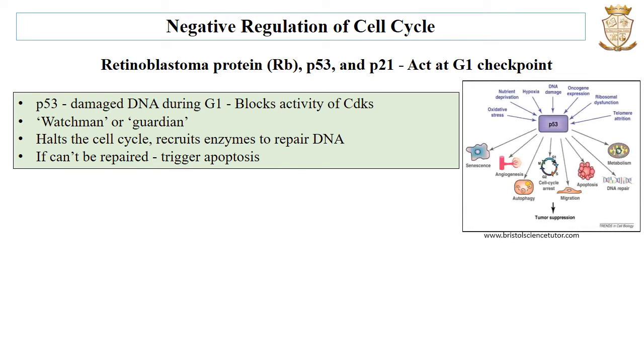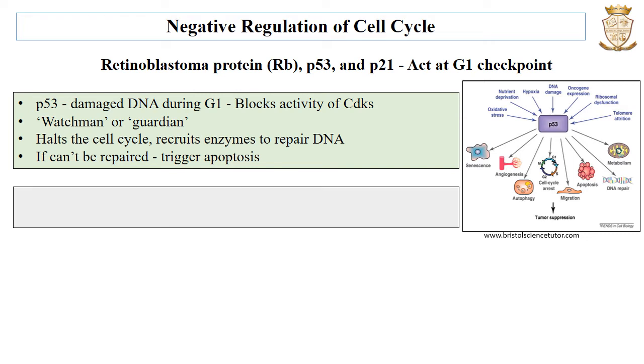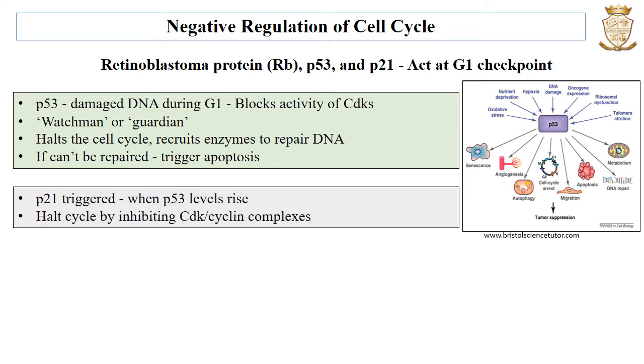So, as we said, P53 is a multifunctional protein, and among its several functions, cell cycle control is a major one. As the P53 levels rise, the production of P21 is triggered. P21 enforces the halt in the cycle by binding to and inhibiting the activity of the CDK-cyclin complexes. As a result, the cell will not move into the S phase.